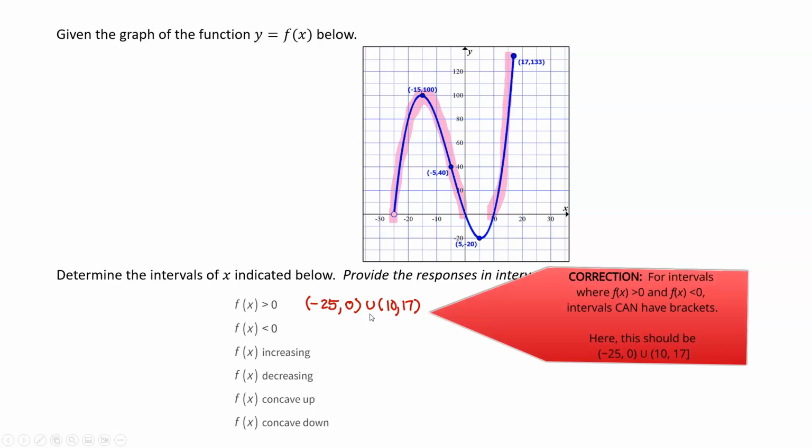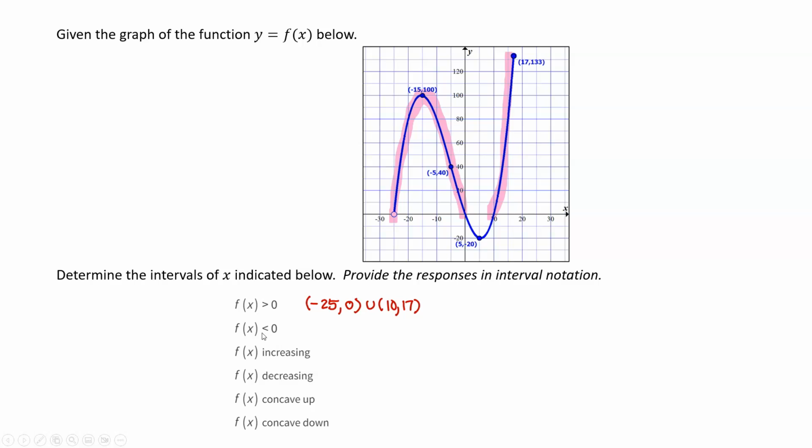Again, this union symbol is going to be a situation where I have two or more separate intervals, and it's the equivalent of saying "or." F of x is less than 0. Well, that's occurring when it's below the x-axis, and so that's going on between 0 and 10. Again, at 0 and 10, it's actually equal to 0, so I'm not having any brackets here. That's why it's interval notation with parentheses.